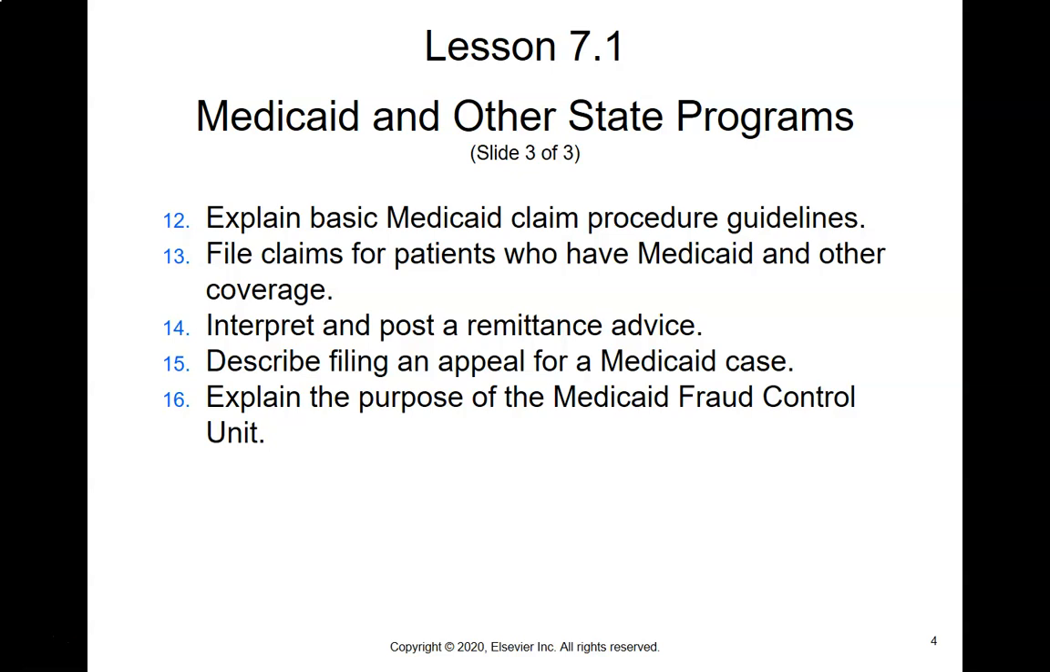14. Interpret and post a remittance advice. 15. Describe filing an appeal for a Medicaid case. And 16. Explain the purpose of the Medicaid Fraud Control Unit.